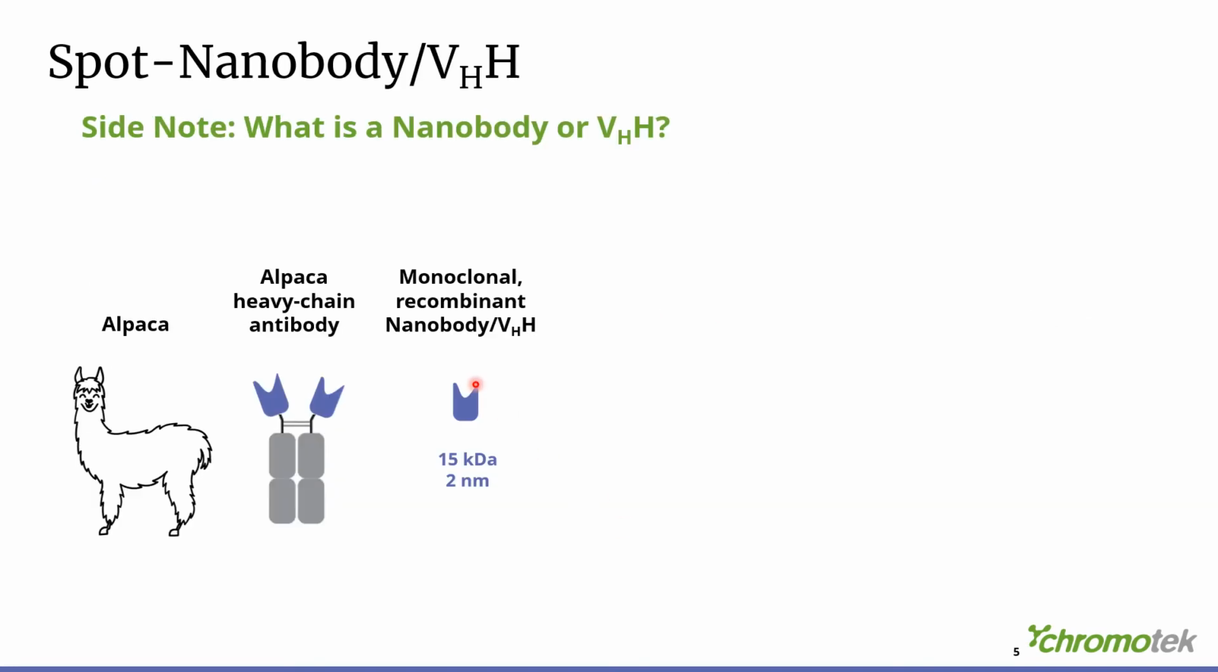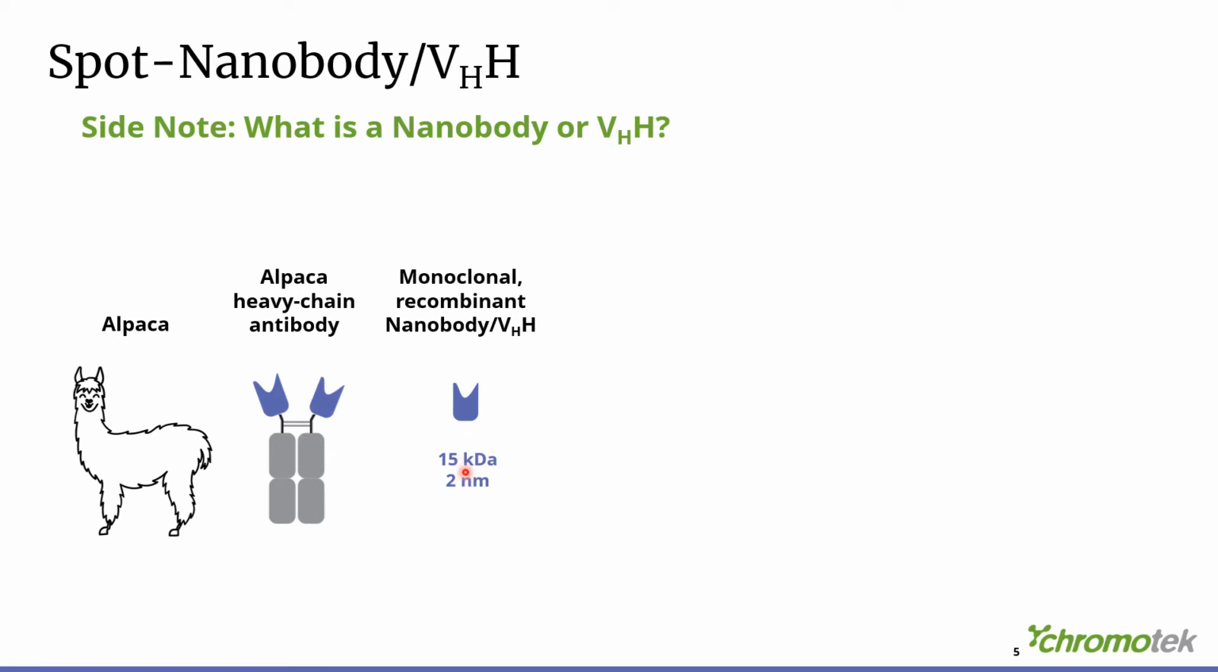What is a Spot-Nanobody or VHH? I would like to first introduce what a nanobody or VHH is. A nanobody is the binding domain of an alpaca heavy chain antibody. So alpaca possess normal IgG type antibodies as well as these heavy chain antibodies. And the binding domain of these heavy chain antibodies are called nanobodies or VHHs. They are just 15 kilodalton in size or about 2 to 3 nanometers.